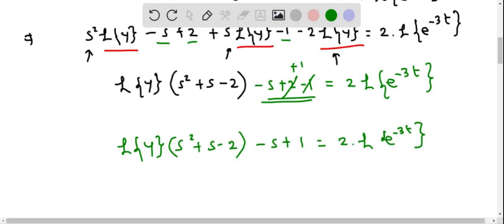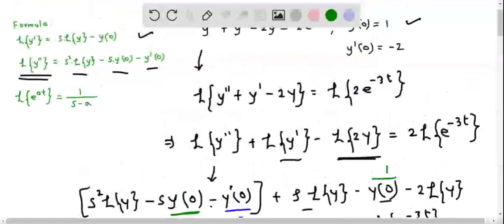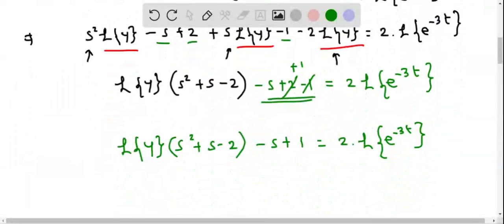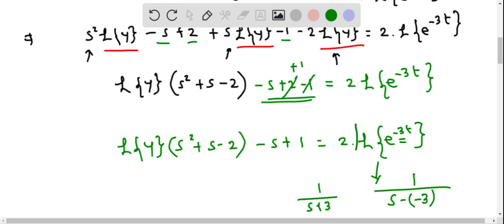And we will also apply the Laplace transform for this one, that is for e raised to the power of negative 3t. And for that, we can utilize this formula. That is, Laplace transform of e raised to the power of at is 1 over s minus a. So when we use this formula, the Laplace transform of e raised to the power of negative 3t is 1 over s minus a, where a is negative 3 here. So it becomes s minus of minus 3. And so therefore this becomes 1 over s plus 3. So I'm going to replace this as 1 over s plus 3.